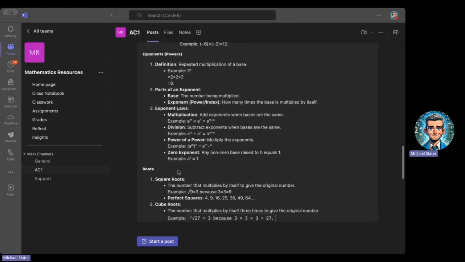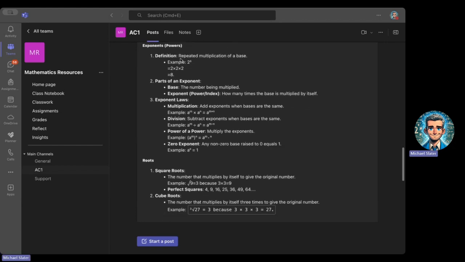Exponents or powers are repeated multiplication of the base. 2 to the power of 3 is 2 times 2 times 2. Parts of the exponent: the base is the number at the bottom. The exponent, or the power or the index, is how many times we are multiplying the base by itself.